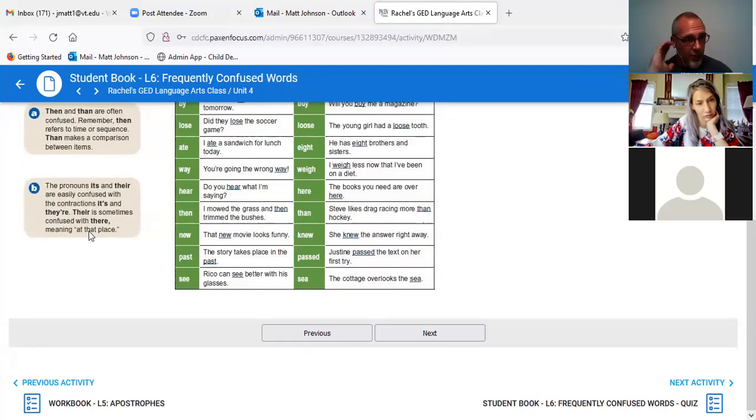And then again, we're talking about the pronoun confusion. So the pronouns it's and there are easily confused with the contractions it is and they are. There is sometimes confused with their, meaning at that place. Real common to see that.